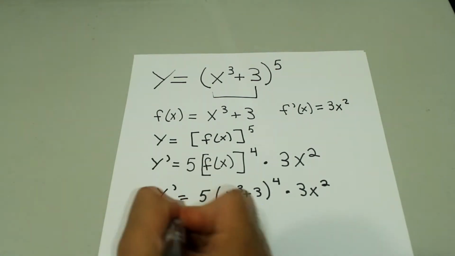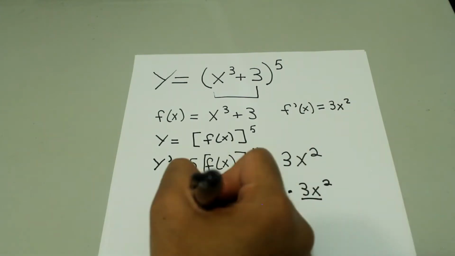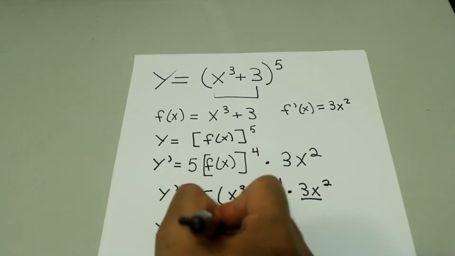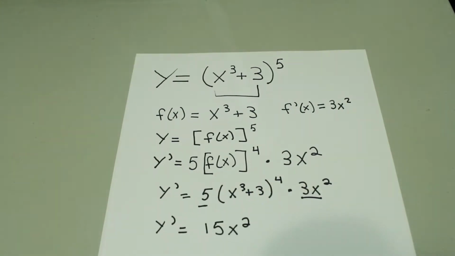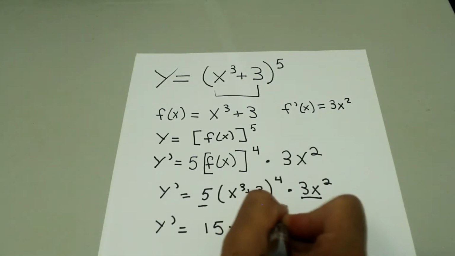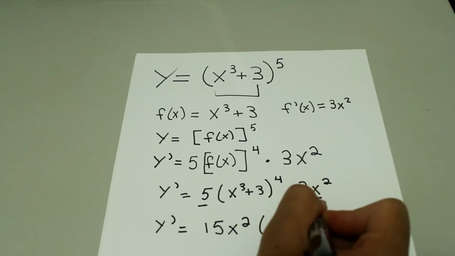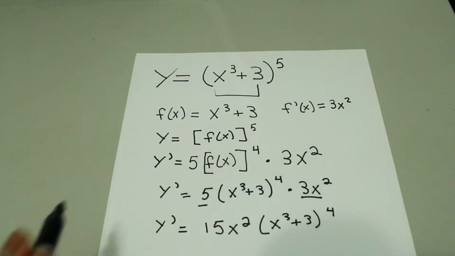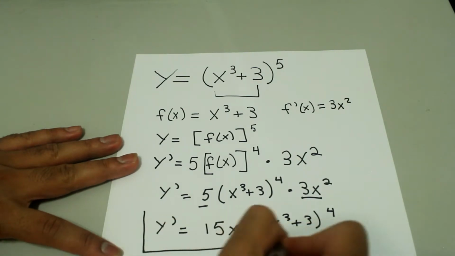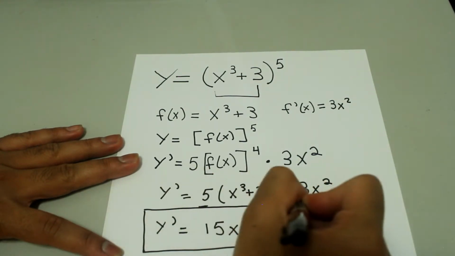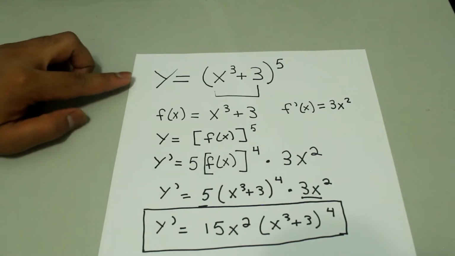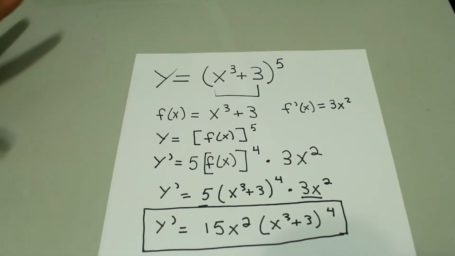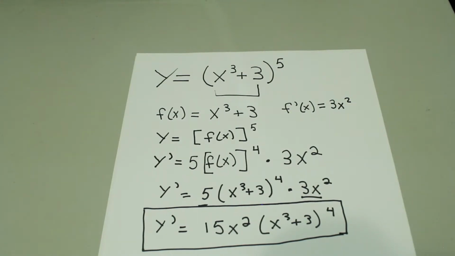Now we can just simplify and multiply 3x squared times 5 and get 15x squared times x cubed plus 3 raised to the 4th power. And that's all the chain rule really is. Notice that this was much simpler than distributing x cubed plus 3 to the 5th. And this is an ideal case where you would use it. If it was something like x to the 5th, you don't need to use it.